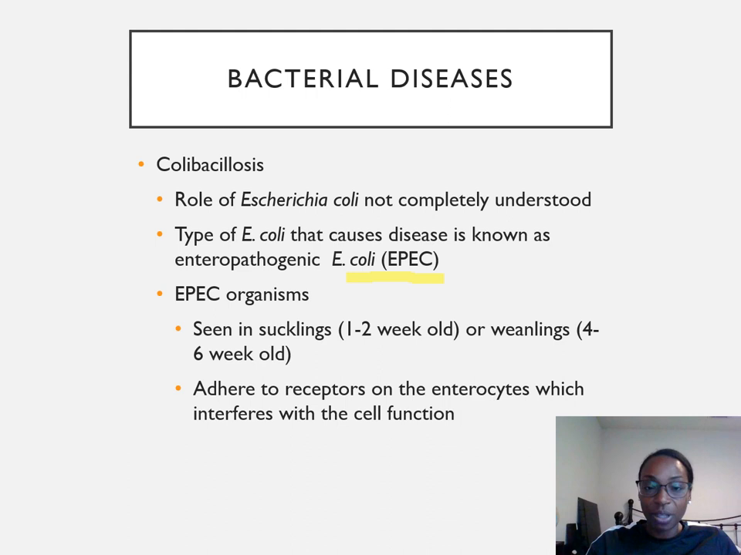Make note that EPEC, or enteropathogenic E. coli, does not produce enterotoxins. So this is not like our C. diff, right? It does not produce enterotoxins, and it does not invade the intestinal mucosa. What happens when this organism is involved with our younger animals, our 1 to 2 week old animals or our weanling animals between 4 to 6 weeks old, is that it interferes with cell function. These bacteria will adhere to the receptors on the enterocytes of the GI tract, and it interferes with how the cell actually functions.